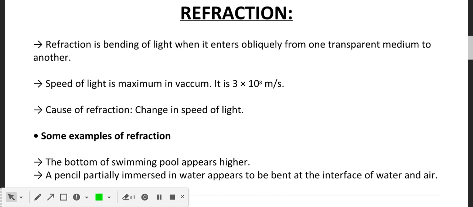For example, let's take air. Air is less dense, that's why we call it rarer, and glass is more dense, that's why we call it denser. So air is a rarer medium and glass is a denser medium, because air has large spaces between its particles and glass is quite tightly packed. So density is basically when the number of particles present in a particular area is more, that is more dense, right? Okay.